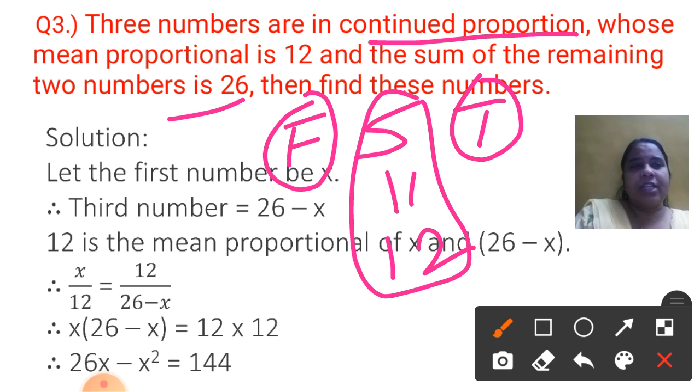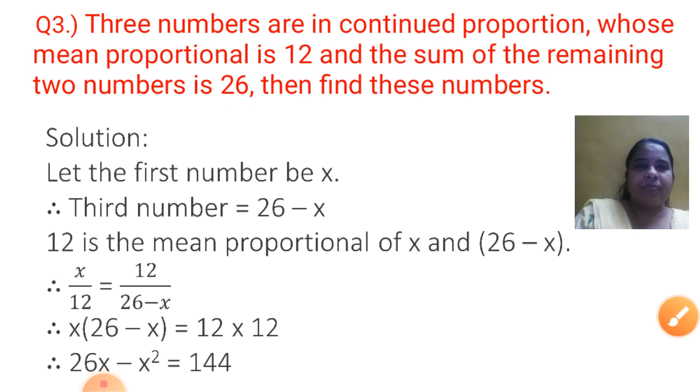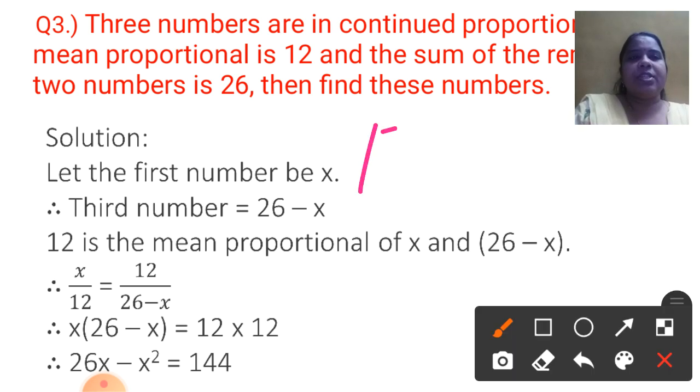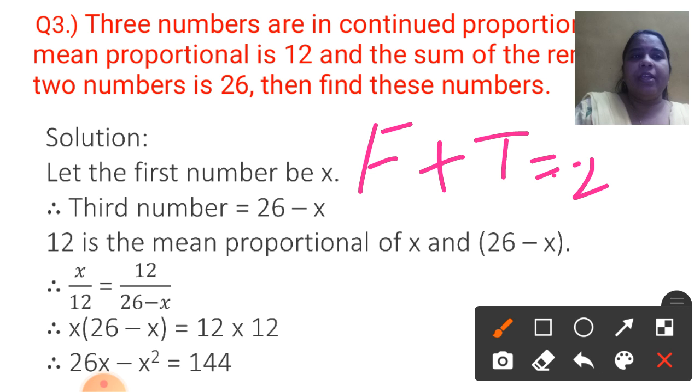The sum of the first and the third number is 26. How to do it? See, let the first number be x. If you don't understand from here, just see here. This is the first number and this is the third number. The sum is how much? 26. Now in this I am assuming the first number as x.